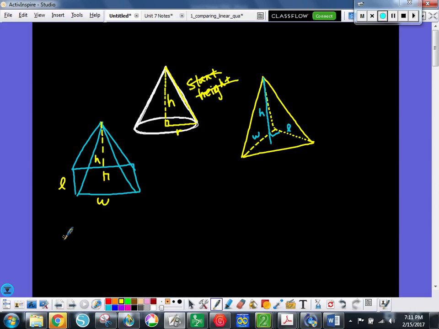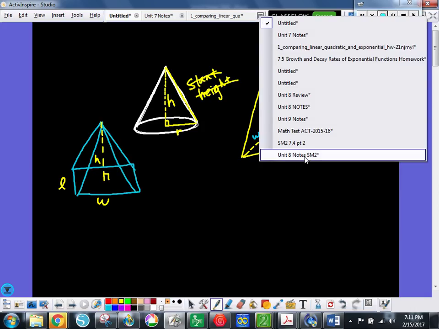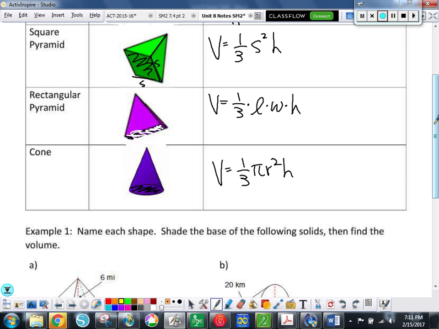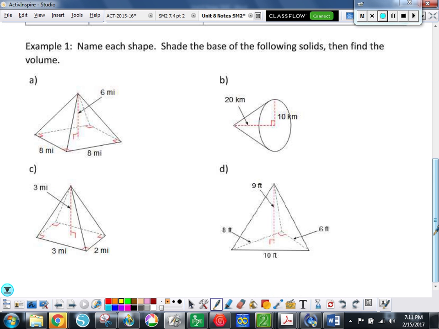Okay, so those are your shapes. Let's go back to your notes. Now I want to practice a few. I think I have 4 again. Find the volume of each of these shapes. Shade the base, name it. So this guy right here, the base is that. What shape is that? A square, so this is a square pyramid.